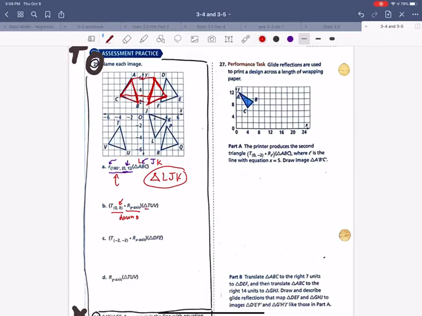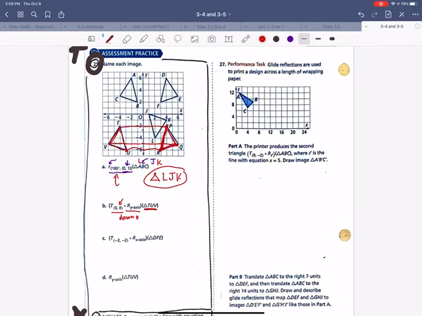Oh, I messed it up though. I reflected ABC and they wanted me to reflect TUV. Oops. Reflect TUV over the Y. All right, I can fix this. 3 to the left, 3 to the right. 6 to the left, 6 to the right. 4 to the left, 4 to the right. Okay, so this is a reflect over Y.